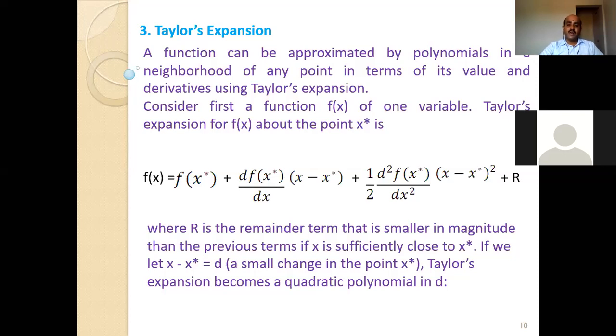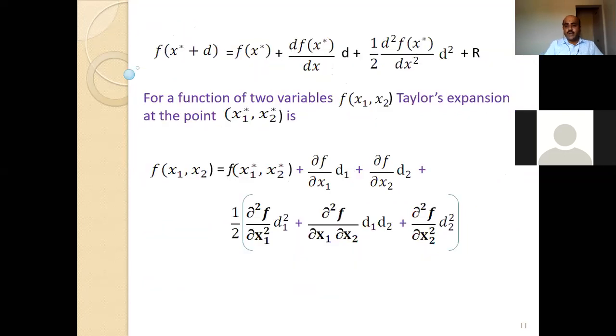Please make a note of this equation. I'm just moving to the next slide now. So in terms of d, the Taylor's expansion will be in this way, where d is the small difference from x star. f of x star plus d is equal to f of x star plus the derivative of f at x star with respect to x, times d, plus half times d square f of x star by dx square, times d square, plus r. Please take a sheet of paper and note down these equations.